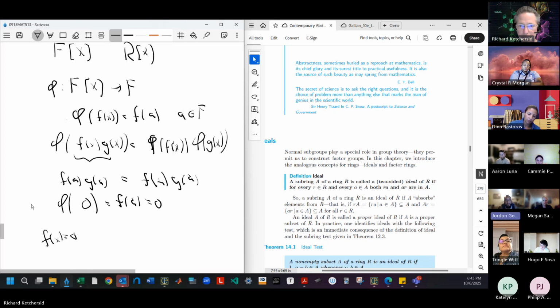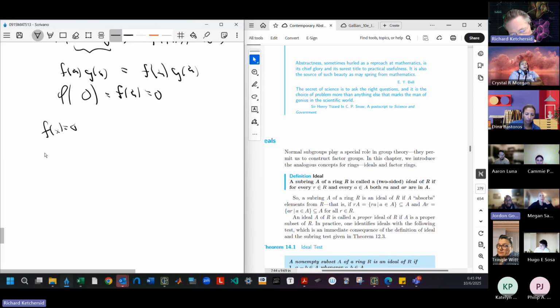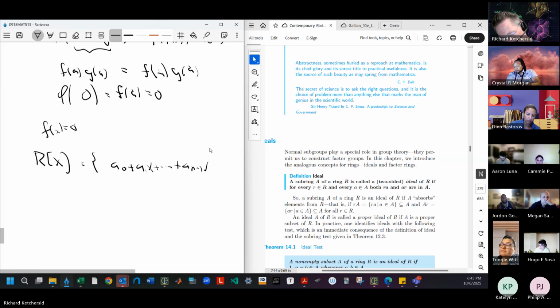Dr. K, notation question at the top. You said that's the field of polynomials, right? Let me make this clear. So R[x] is the set of all, I'll write it like this: a naught plus a1 x plus dot dot dot plus a n x to the n, where the a i are in R.